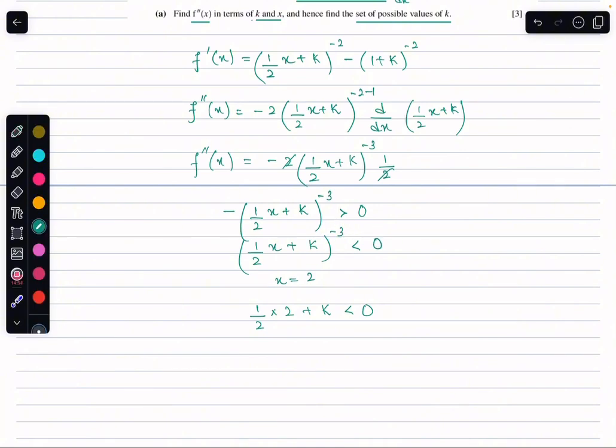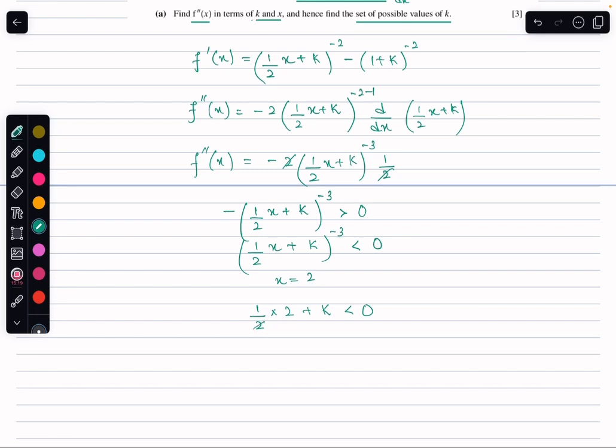The power negative 3 obviously gets simplified, because 0 to the power negative 3 does not mean anything. So this means we can simply ignore the power here, and we can simply say that this is 1/2 times 2 plus k, which should be less than 0.